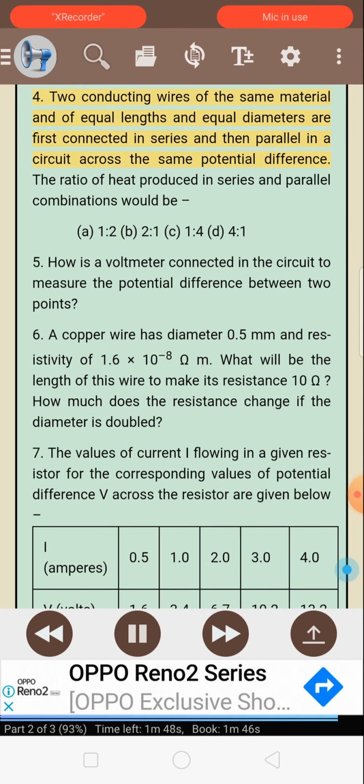4. Two conducting wires of the same material and of equal lengths and equal diameters are first connected in series and then in parallel in a circuit across the same potential difference. The ratio of heat produced in series and parallel combinations would be: A, 1:2; B, 2:1; C, 1:4; D, 4:1. 5. How is a voltmeter connected in a circuit to measure the potential difference between 2 points?